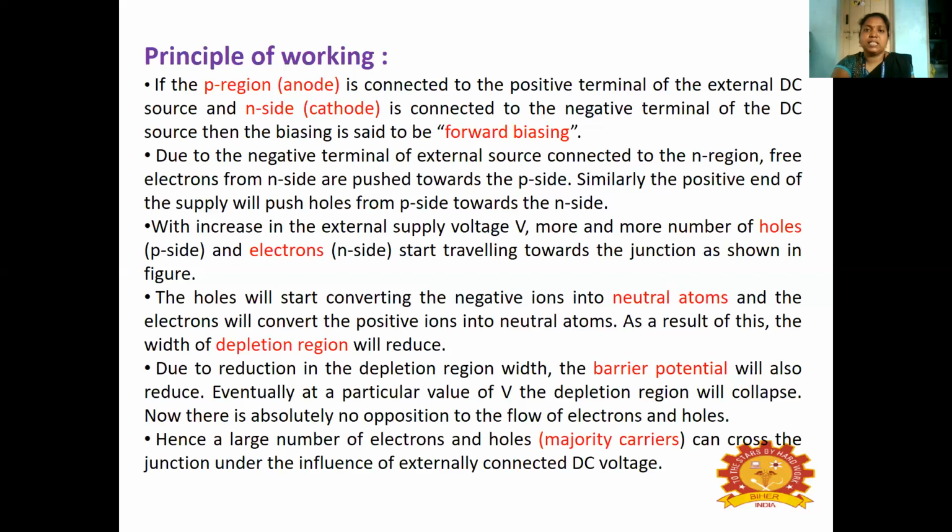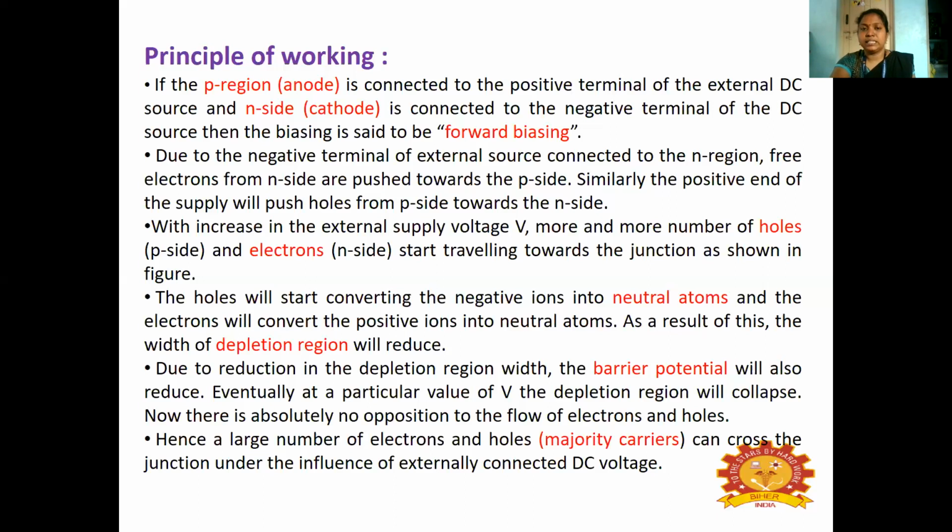With an increase in the external supply voltage V, more holes from the P side and electrons from the N side start traveling towards the junction. They start from their own places and cross the junction. The holes will convert the negative ions into neutral atoms, and the electrons will convert the positive ions into neutral atoms. As a result, the width of the depletion region will reduce.